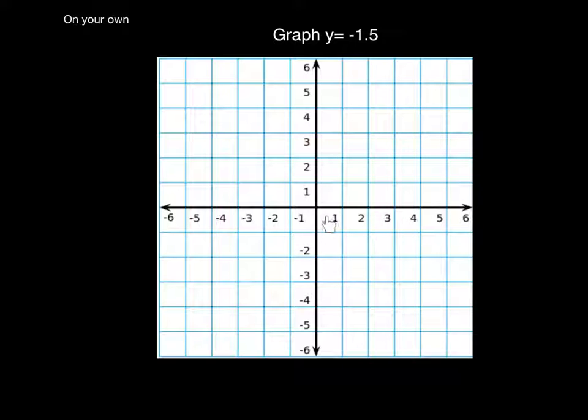That tells me to go down 1.5, so not quite to 2. So my horizontal line should be right about in the middle between -1 and -2. So that line right there is y equals -1.5.